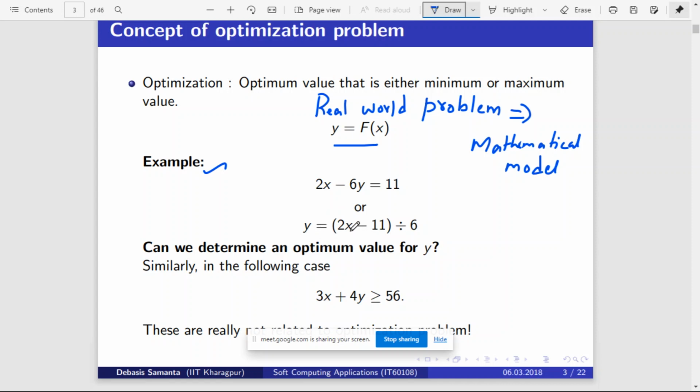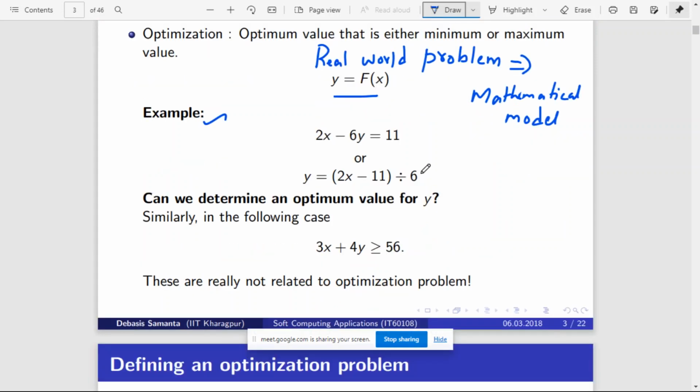Why? Here, see, for an optimization technique there should be a maximum value, and also there should be a minimum, whatever you want to find. If you want to find the maximum value, there should be a maximum value. If you want to find a minimum value, there should be a minimum value. Then only the problem can be solved using optimization approaches.